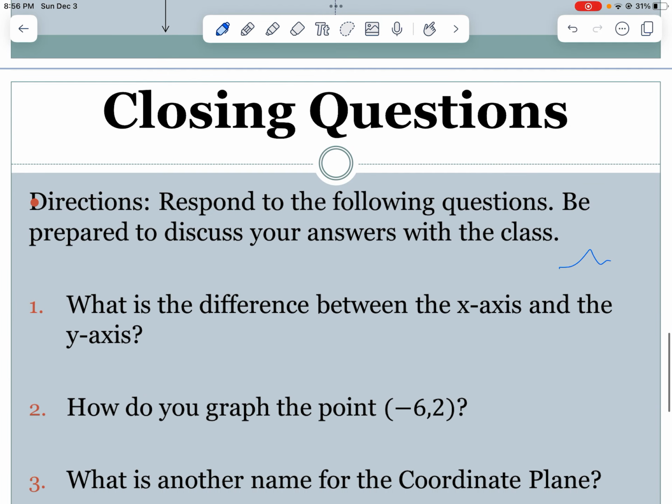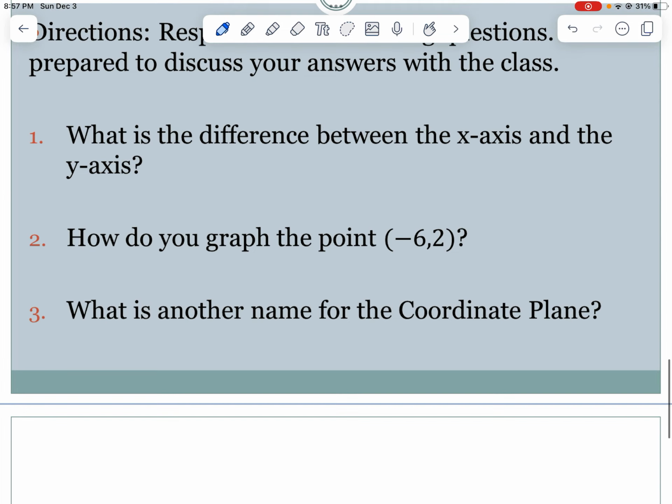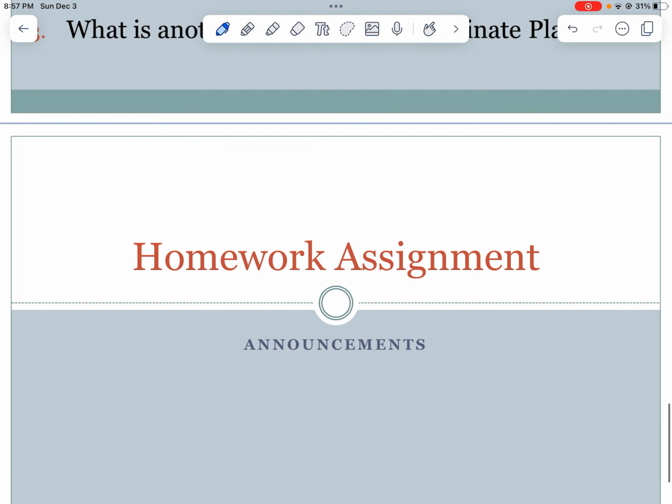Okay, so I have a couple of closing questions for you. What is the difference between the x-axis and the y-axis? I'd like you to be able to verbalize but also write down the answer to these questions. How do you graph the point -6, 2, as if you were talking to a second grader and trying to describe to them how to locate that point? And what is another name for the coordinate plane? So answer them now in your notes or in your head, but be able to verbalize and write down the answer to those questions.